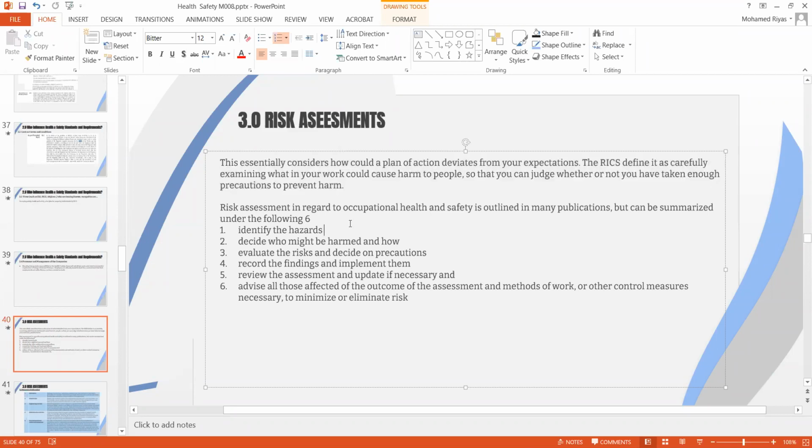Now risk assessment is nothing but how a plan of action could deviate from your expectation. What is risk assessment? If someone asks, this is essentially considering how a plan of action deviates from expectation. This is simply how RICS has already defined it: examining what in your work could cause harm to people, so that you can judge whether or not you have taken enough precaution to prevent harm.